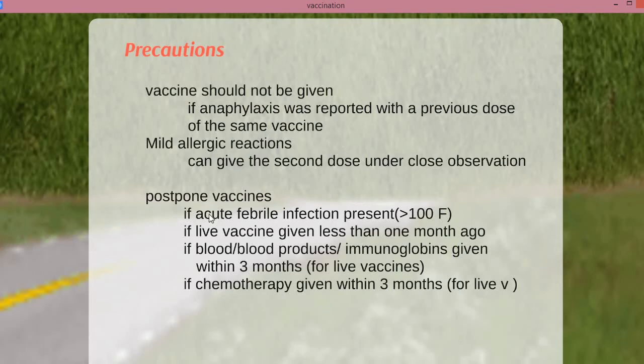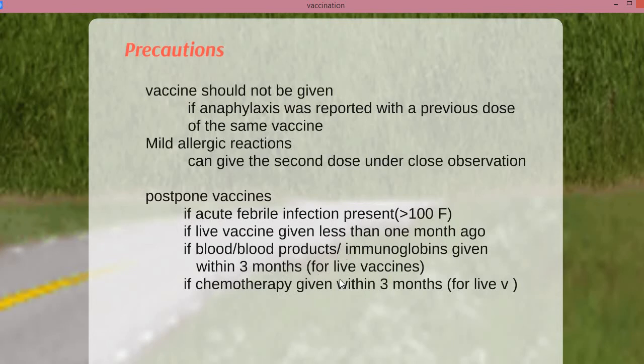Vaccines can be postponed if there are acute febrile infections present, or if live vaccines were given less than 1 month ago, because the minimum gap between 2 live vaccines should be 28 days or 4 weeks. If blood products or immunoglobulins were given within 3 months, this is for live vaccines. But from time to time, the guidelines are changing. Sometimes the 3-month period may be extended further. It can differ from one unit to another as well.